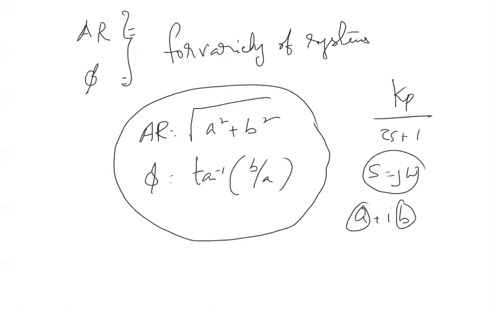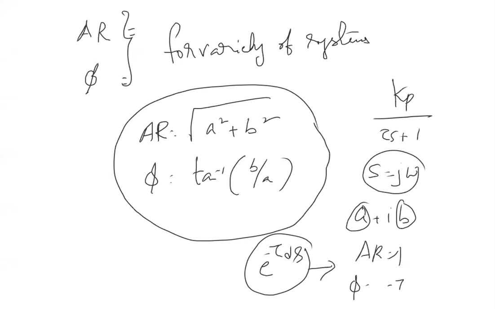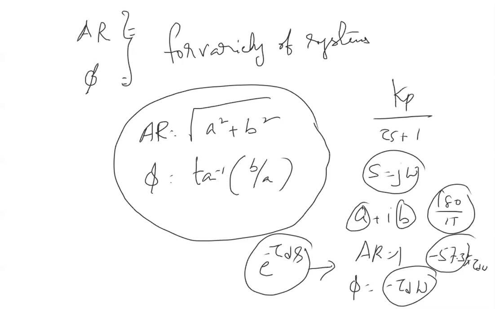Similarly, we have defined what is transportation lag, e power minus tau d s. Then what is the amplitude ratio? Here it is 1. The phase angle is minus tau d into omega, or minus 57.32 into tau d omega. Minus 57.32 is nothing but 180 divided by pi. So clear. That is the point.